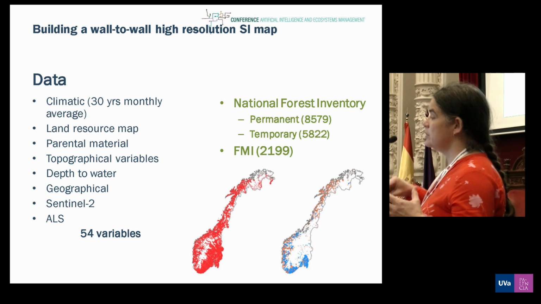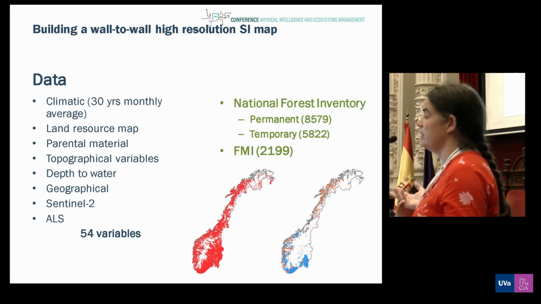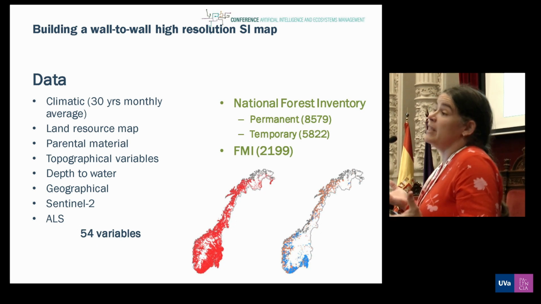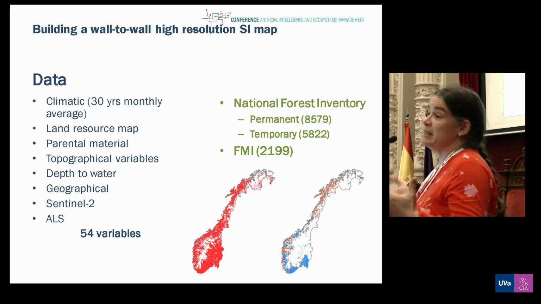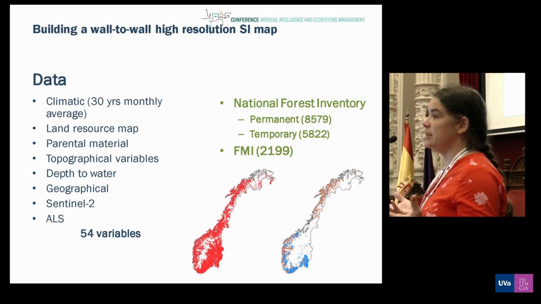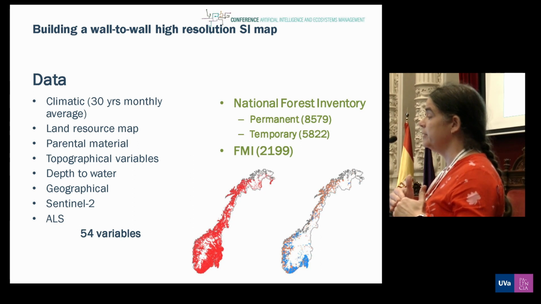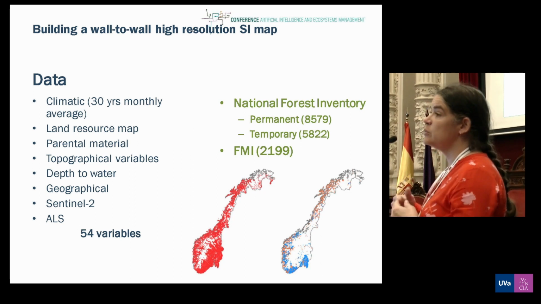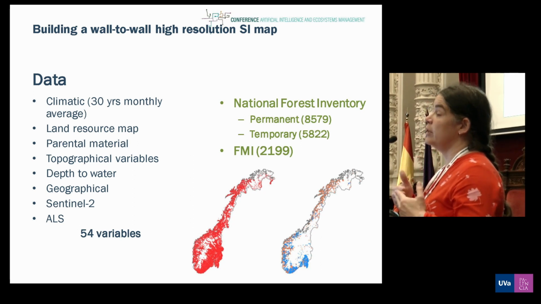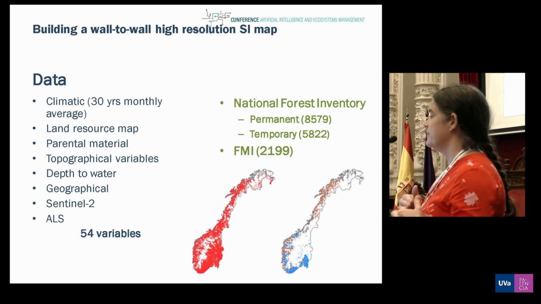That is actually based on field data, so people going to the forest and seeing and describing what they found. There is parental material. We didn't have soil, but we thought maybe parental material can say something about soil quality. We had topographical variables, depth to water, the depth that you have to go in the soil to find water, geographical variables, and we also included airborne laser scanning data and Sentinel-2 bands, right?